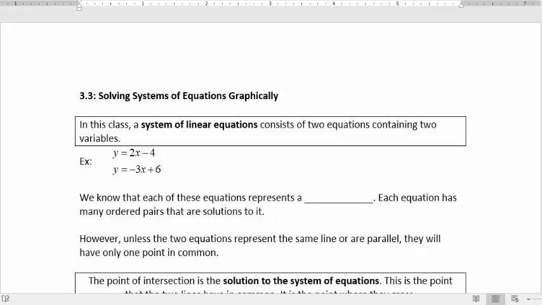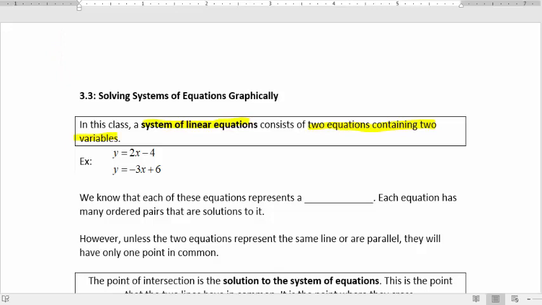Okay, so we've now arrived at our next to last major topic of the semester, which is systems of equations. So we've already looked now at linear functions in two variables. So now what we're going to be doing is looking at what we call systems of linear equations, which for us are going to be just two equations containing two variables.